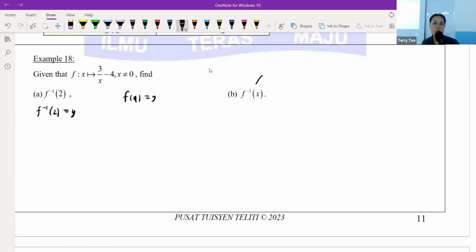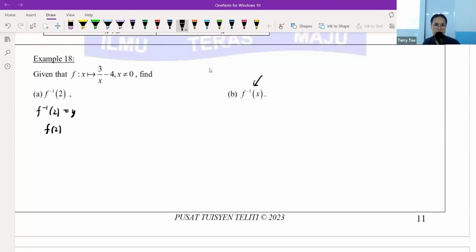That means you actually have to do b before you can do a. So what I'm suggesting is, in some questions you're not supposed to find f inverse x. You're supposed to find f inverse 2 directly. So whatever I want to find, I want to find f inverse 2, I let it be y. Then I switch the position.